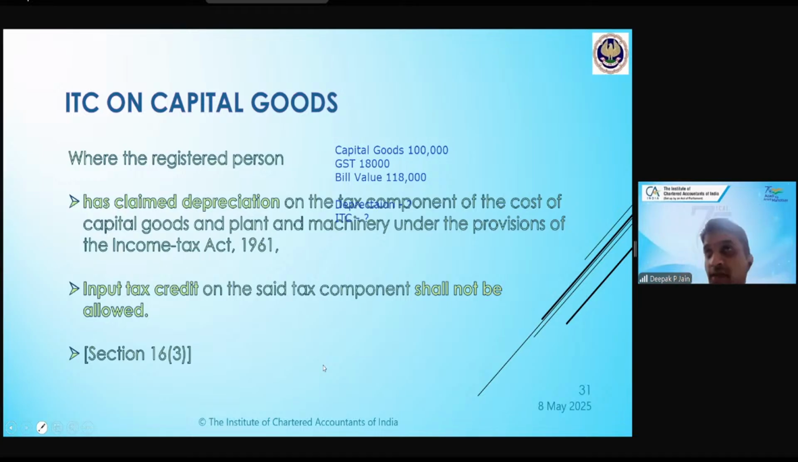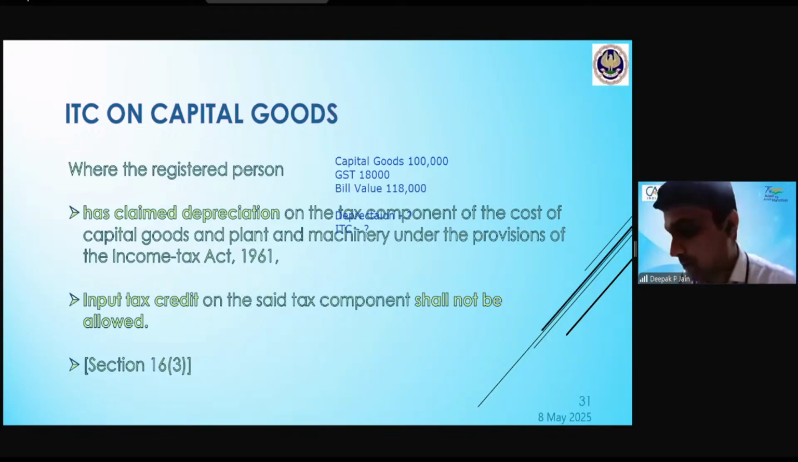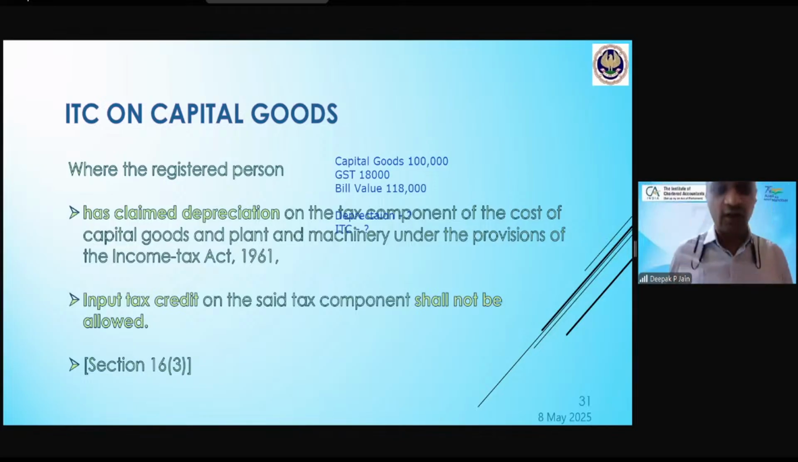So there are two options which you have. You can claim depreciation on the full 1,18,000 rupees. If you claim depreciation on the full 1,18,000, then you don't claim the GST credit, because that benefit is given to you by income tax. So you don't claim anything under GST. But if you're claiming depreciation on only 1 lakh rupees, then you will get the benefit of GST input tax credit on 18,000 rupees.